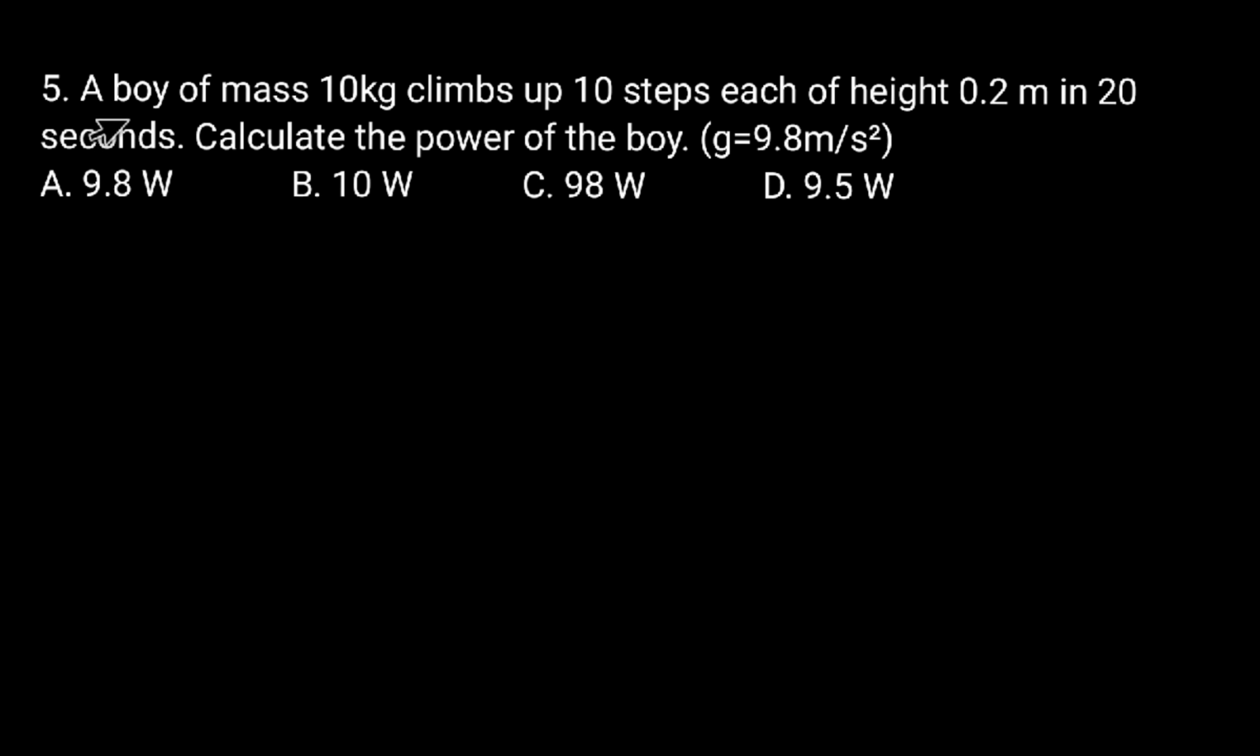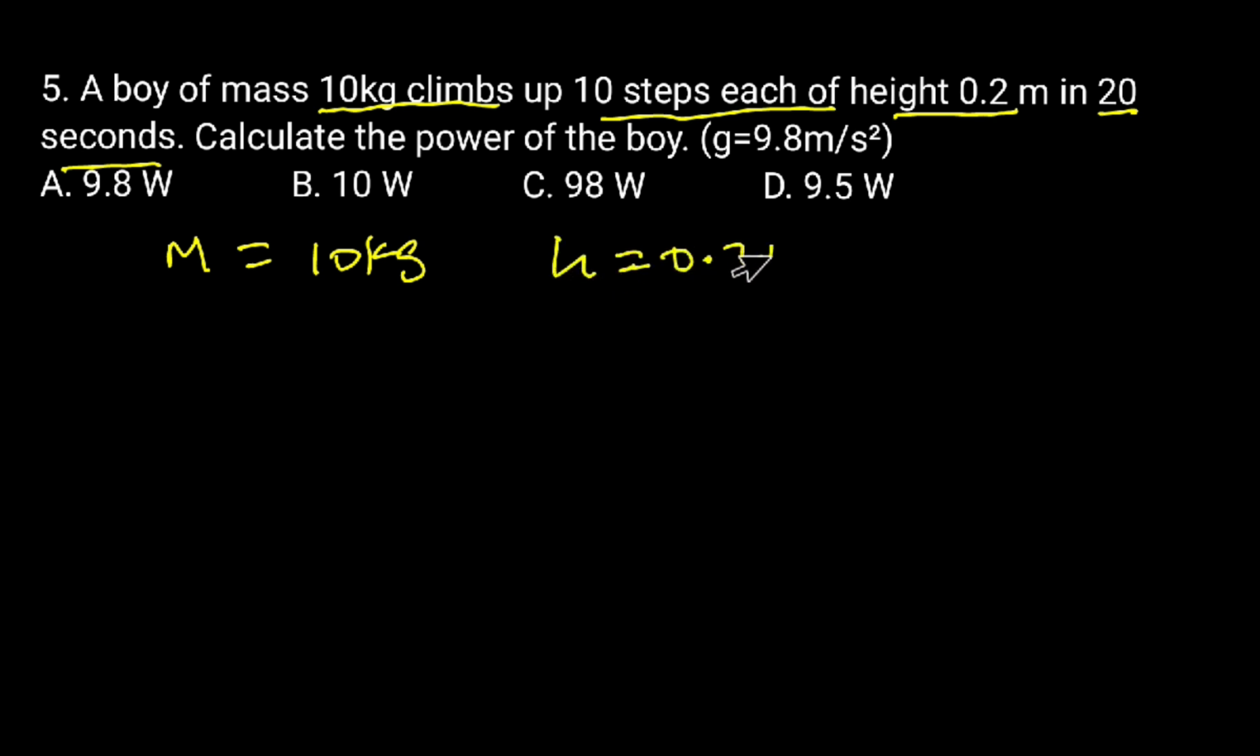So question number 5. A body of mass 10 kg climbs up 10 steps, each of height 0.2 meters, in 20 seconds. Calculate the power of the boy. Alright, so we are given that the mass of the boy is equal to 10 kg, and it climbed up 10 steps, each of height 0.2 meters, and then the time is equal to 20 seconds. We have to calculate the power of the boy.